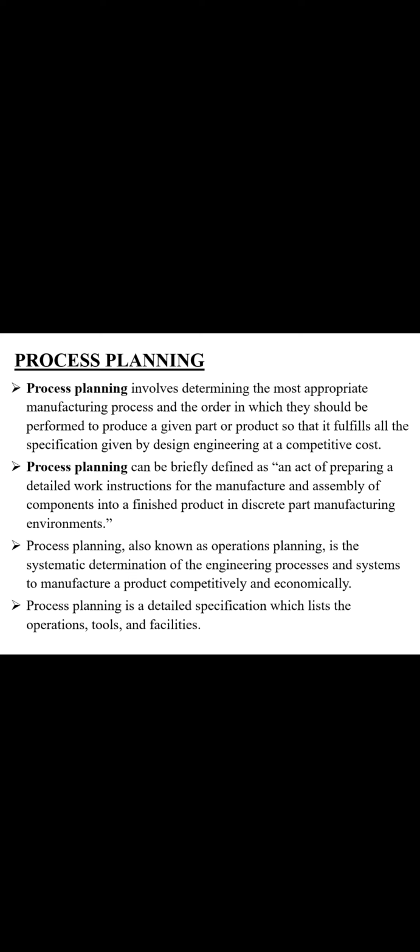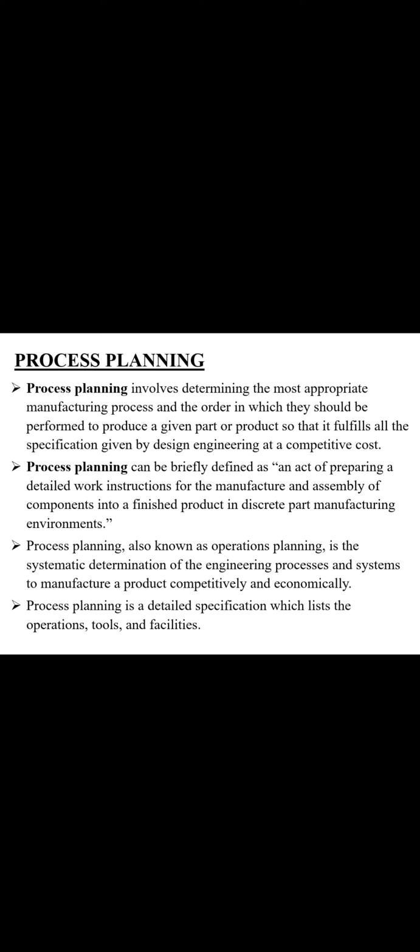Also, process planning involves determining the most appropriate manufacturing process and the order in which they should be performed to produce a given part or product so that it fulfills all the specifications given by design engineering at a competitive cost. Also, process planning can be explained briefly as an act of preparing detailed work instructions for the manufacture and assembly of components into a finished product in discrete part manufacturing environments.